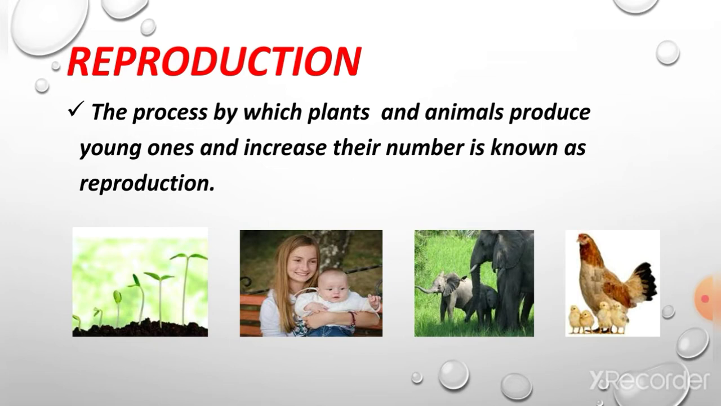In the same way, a plant can also produce its young one, the little plant. So what is reproduction? The process by which plants and animals produce their young ones is called reproduction.